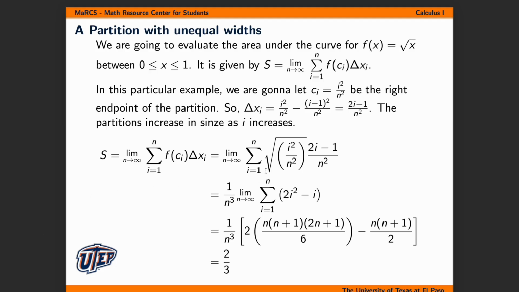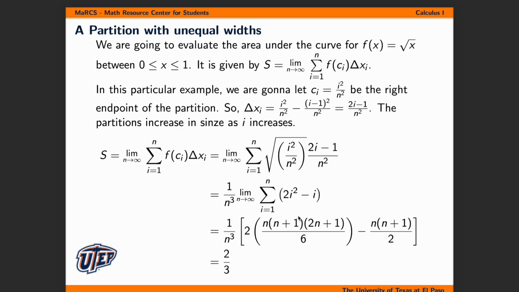So taking the sum, we evaluate our function at our ci, so the square root of i squared divided by n squared, and we are multiplying by our delta xi, 2i minus 1 divided by n squared, and we are taking the sum from i equals 1 up until n. Upon doing so, we can simplify, and we will be evaluating the sum from i equals 1 up until n of 2i squared minus i, and we can take out the 1 over n cubed.